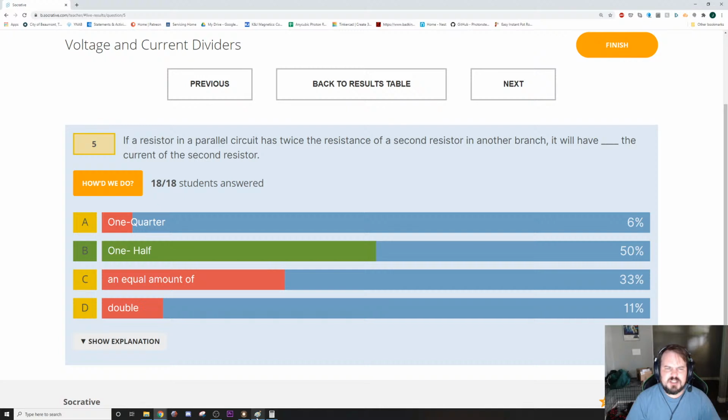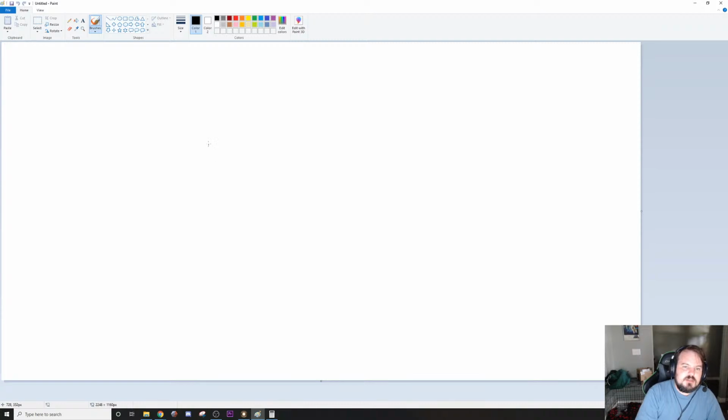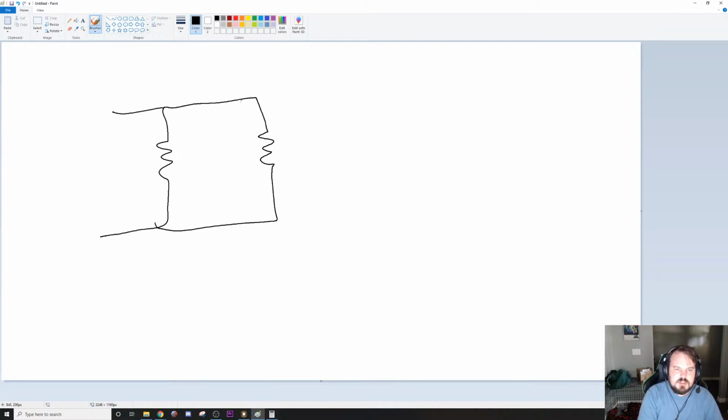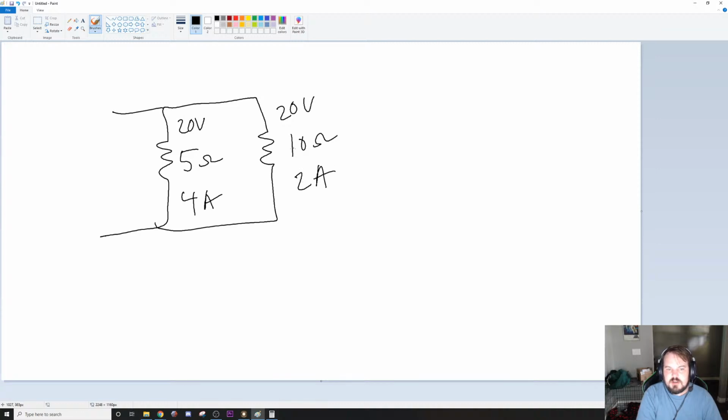One thing you can do in a question like this that isn't worded 100% straightforward, you can just make two resistors, 5 ohms and 10 ohms. Say it's 20 volts and 20 volts, because it's parallel, they're going to have the same voltage. 20 divided by 5 is 4 amps. 20 divided by 10 is 2 amps. It has half the current.